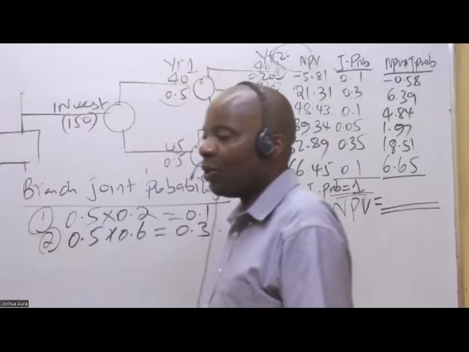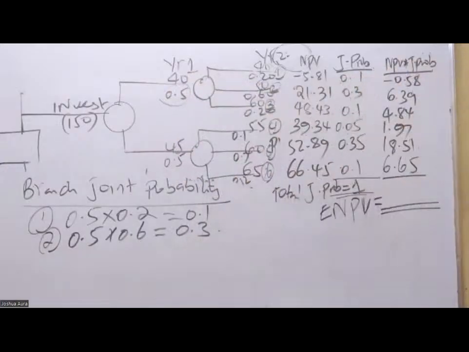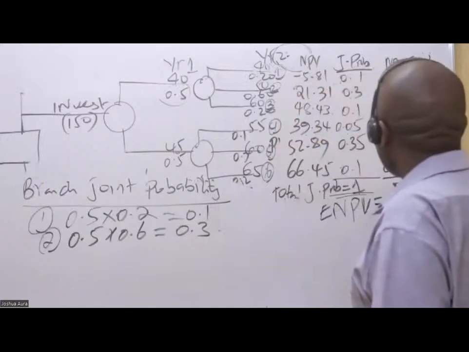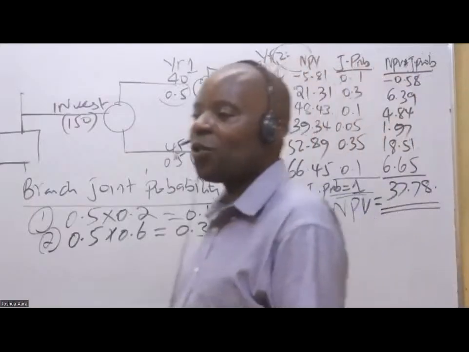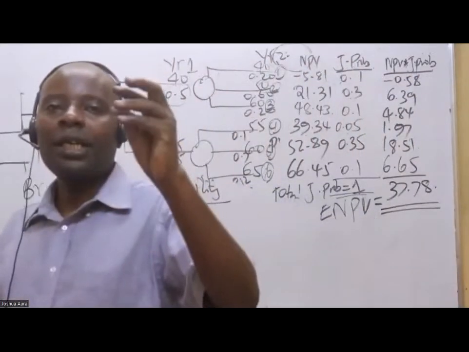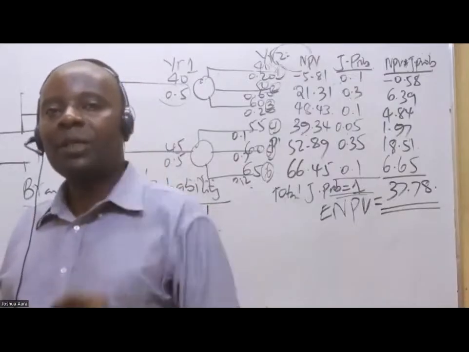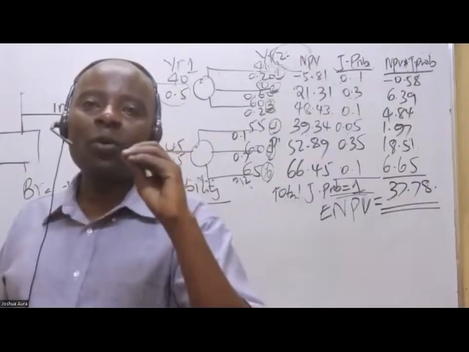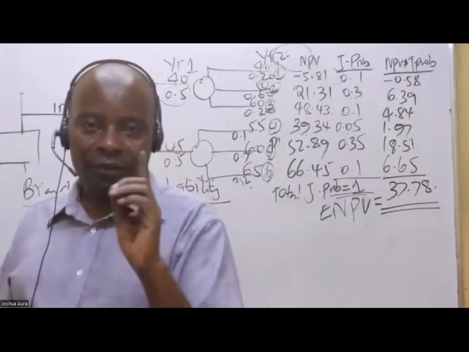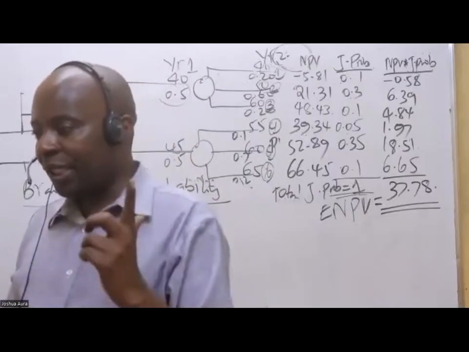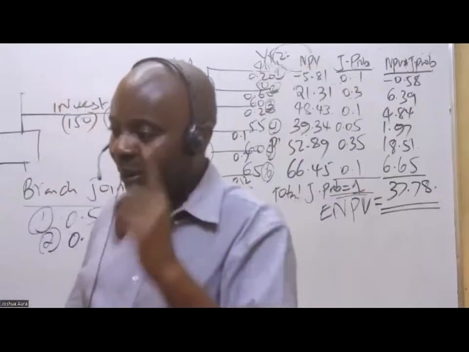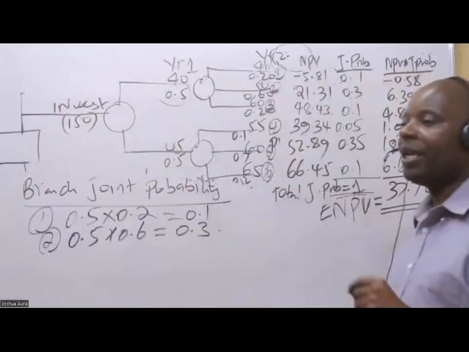Expected net present value. Expected, not NPV. This is expected. I'm being told it is 37.78. Thank you so much. And that is what the examiner was asking us in part 1. Because the expected net present value is positive, what recommendation do we give? Straight away we say that the project is viable and should be implemented.